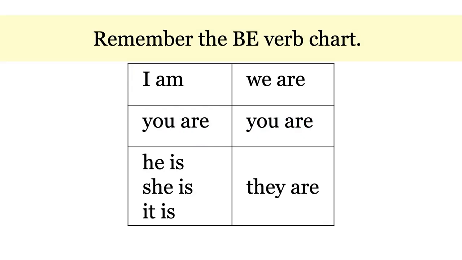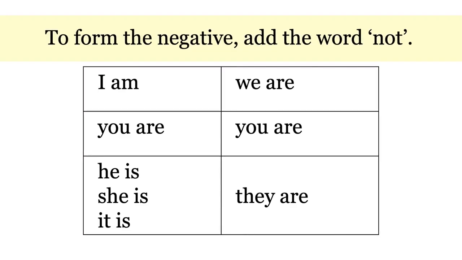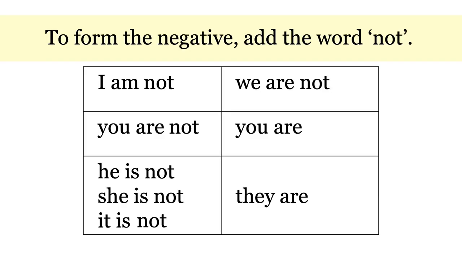Remember the be verb chart. There are 3 forms: am, is, are. And the negative of be is simple. To form the negative, add the word not. I am not, you are not, he is not, she is not, it is not, we are not, you are not, and they are not. If you know the be verb, you know how to form the negative.